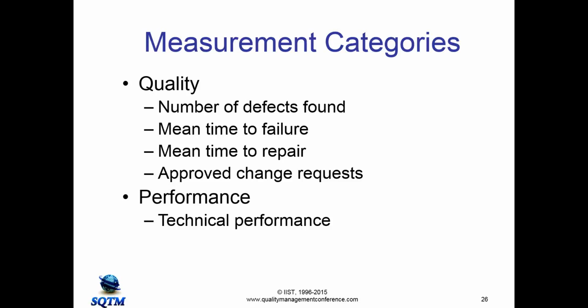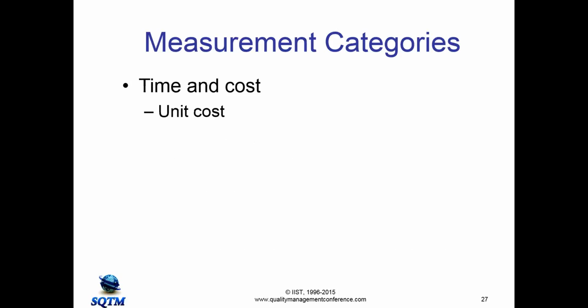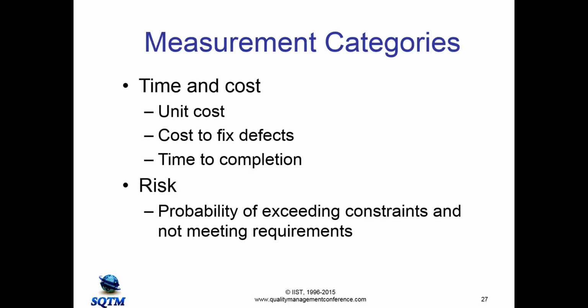Performance, technical performance, and measures specified by customer and management. So we've got our performance as testers. Then management and the customer want certain measures. Are we providing them to them? If we're not, we're not doing our job. We need to keep in mind that we've got other people out there that need our measures. So time and cost, unit cost, what's it costing us to run each test case? Cost to fix defects, time to completion, and risk. What's the probability of exceeding constraints and not meeting requirements?